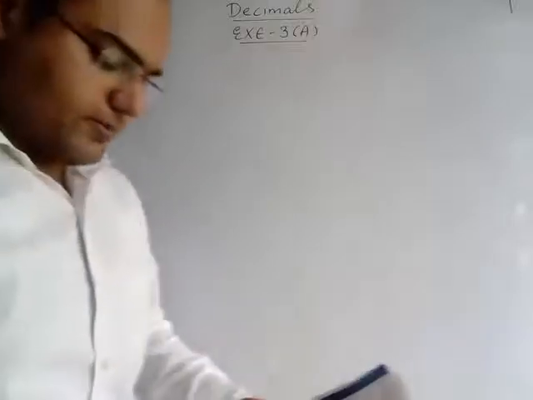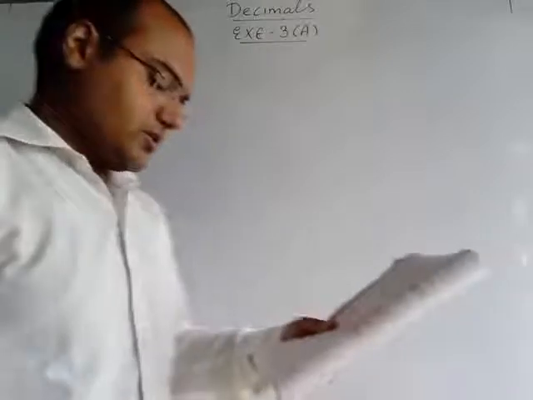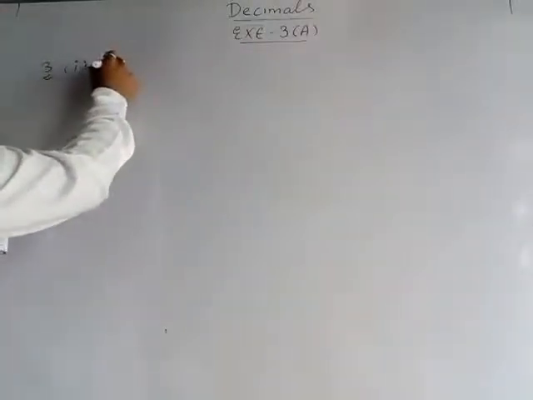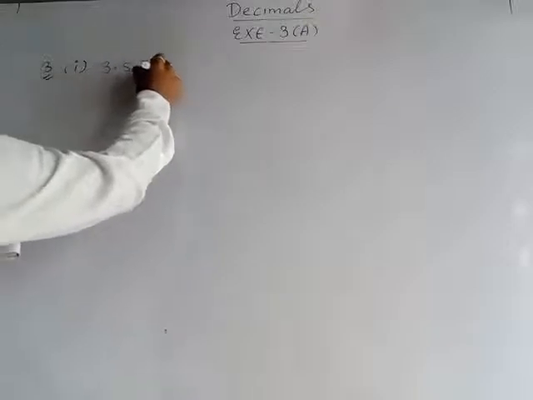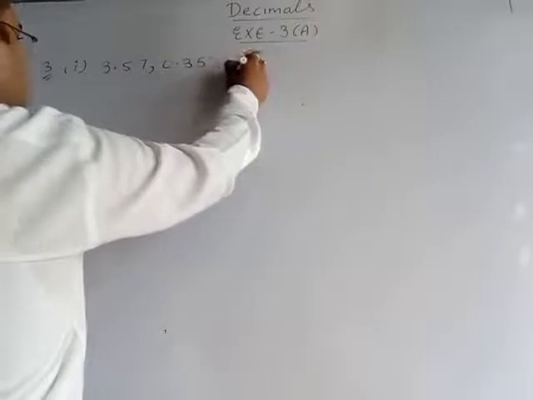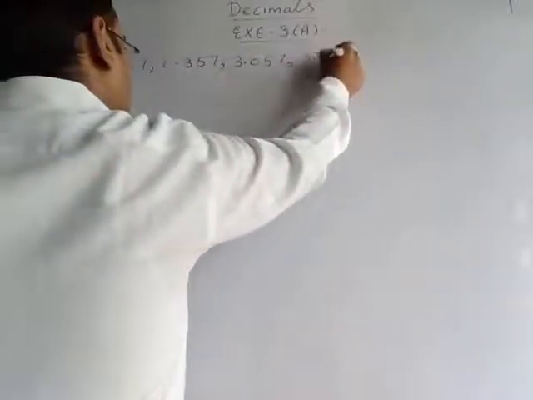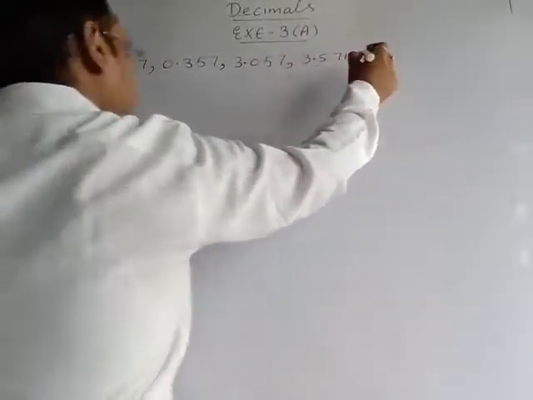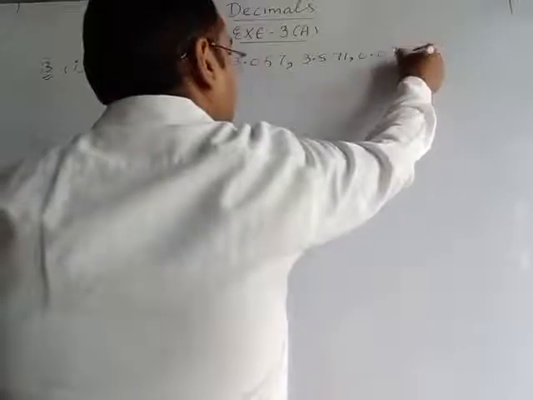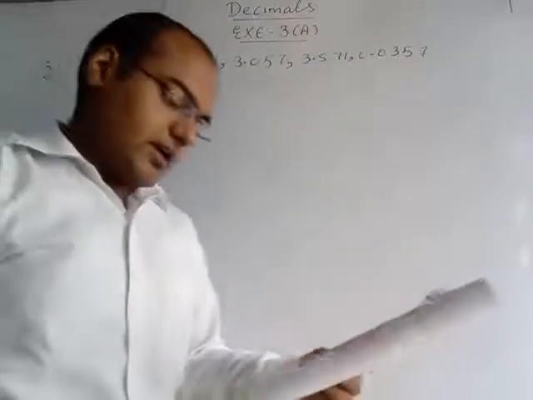Question number third. Arrange the following numbers in ascending order. Third question, first part. 3.57, 0.357, 3.057, 3.571, 0.0357. This is the question and we have to arrange them in ascending order.